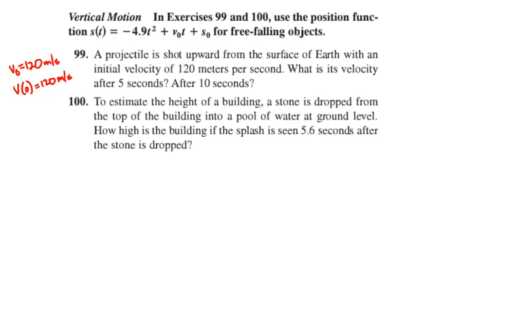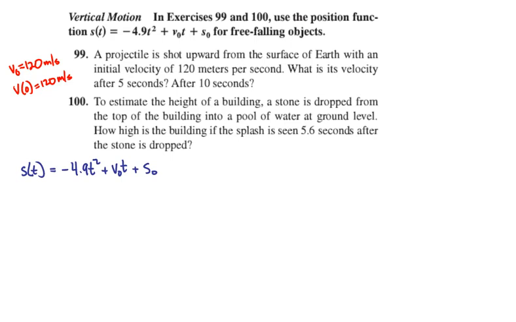So again, we're working with the position function. s of t is equal to negative 4.9 t squared plus v sub 0 t plus s sub 0. And this is the model of free fall for objects falling or shooting directly up, vertically up into the air and then coming back down again. So we want to estimate the height of the building.